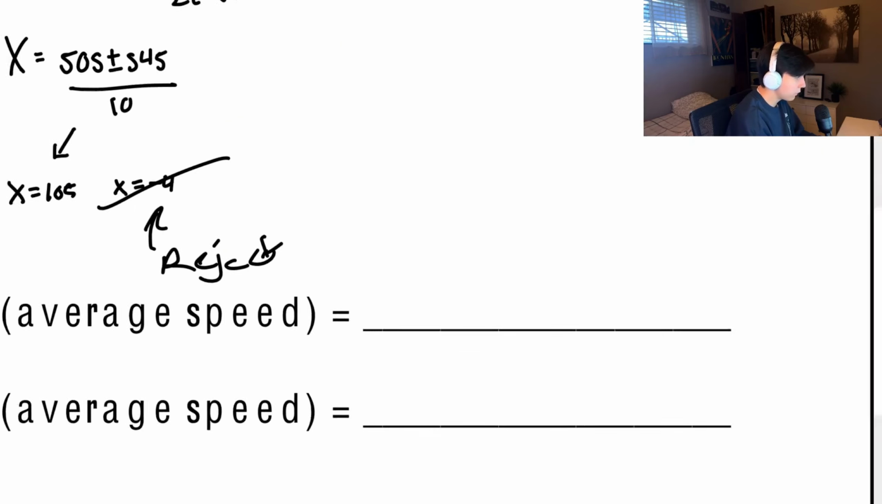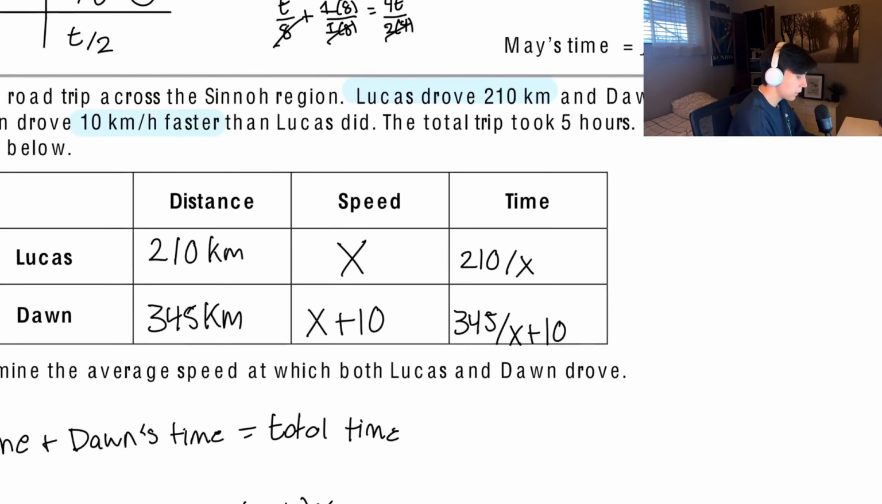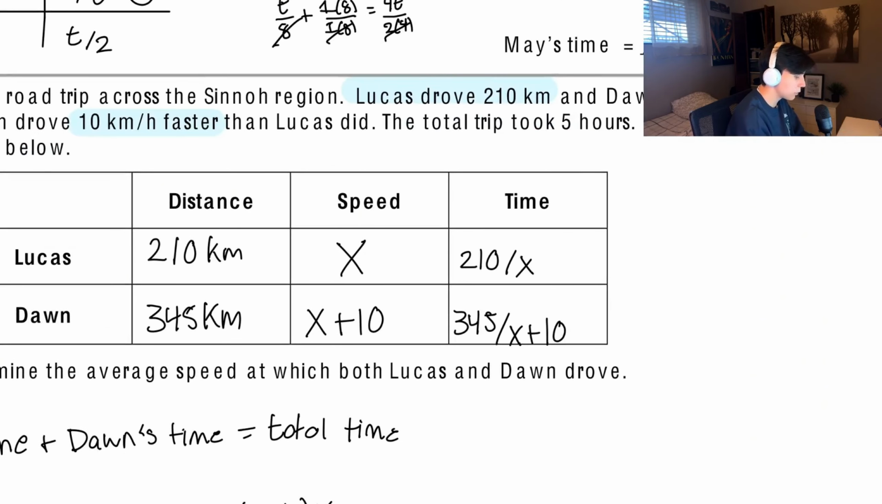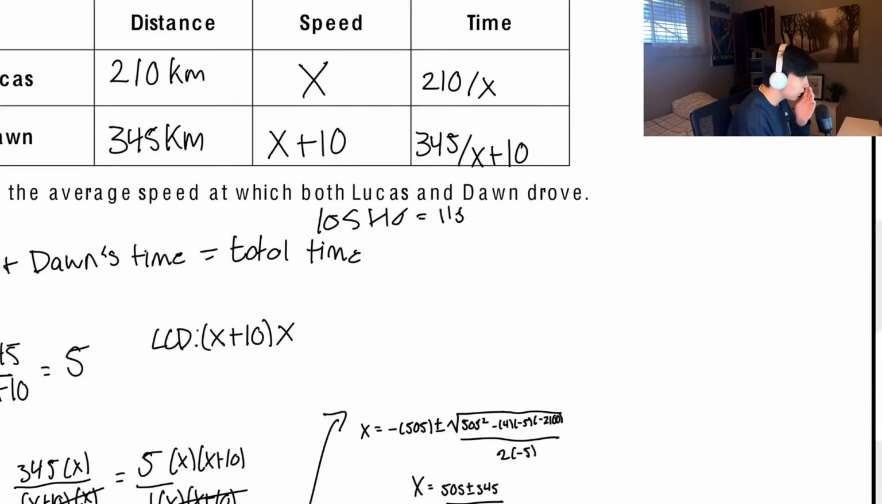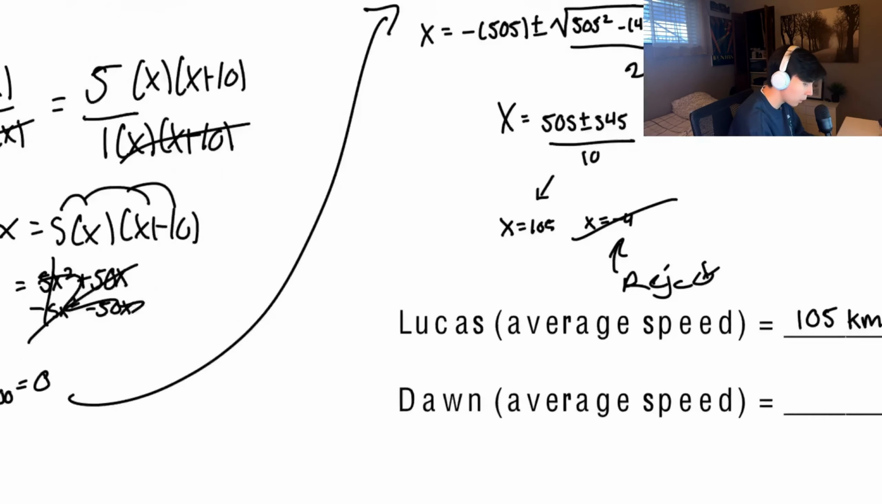And what we're going to have here is Lucas's speed as 105 kilometers per hour. However, remember that Don's speed is equal to Lucas's speed plus 10. So we have 105 plus 10 is equal to Don's speed. So 105 plus 10 is 115, meaning Don's speed is going to be 115 kilometers per hour.